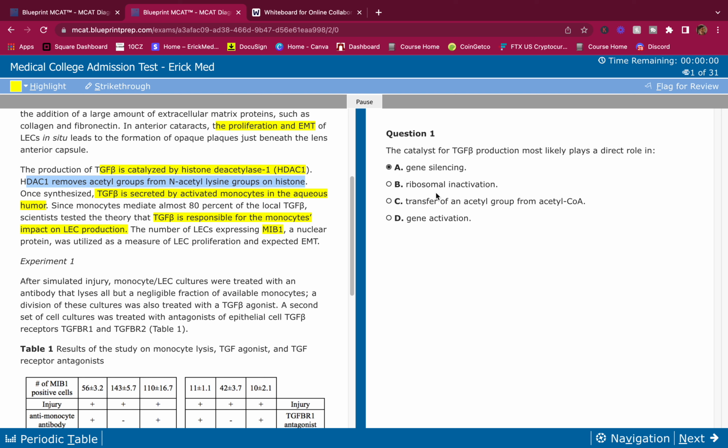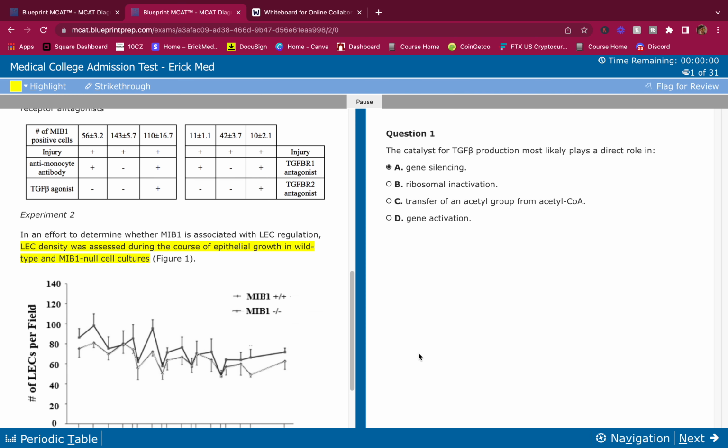Ribosomal inactivation, no, that has nothing to do with this. Transferring acetyl group from acetyl-CoA, this would be histone acetylases doing this, not histone deacetylases. Gene activation, again, this is histone acetylases activating genes. Histone deacetylases silence genes. So the answer is A here.